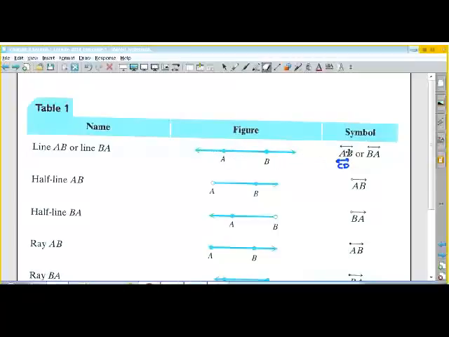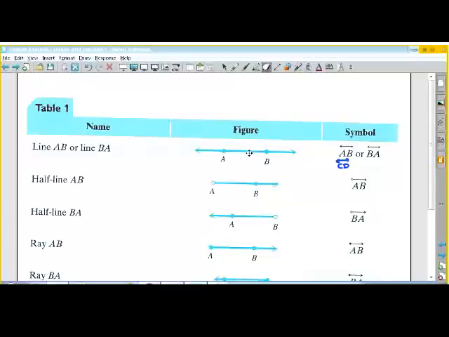Because it goes to infinity in both directions, it doesn't matter which one you put first, because it still defines the same figure. Whether I have AB or BA, I'd still draw the same graphical representation of what a line is.